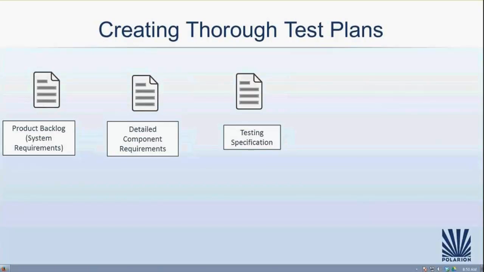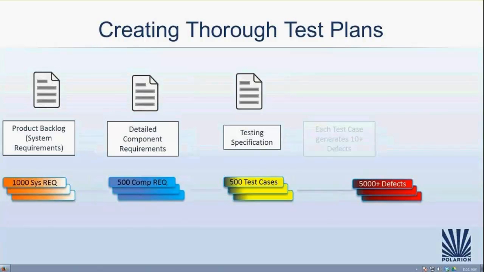So the next one is really creating thorough test plans. And this comes back to where we're saying, why are we testing these test cases? What test cases are we testing? When are we testing them? And a lot of this comes down to, how do I relate all of the items within my product together, right? So I have my top level system requirements. I have my detailed component requirements, so my lower level, maybe my functional requirements, and I have my testing specification, right? And all of these relate together. There's a lot of them, right?